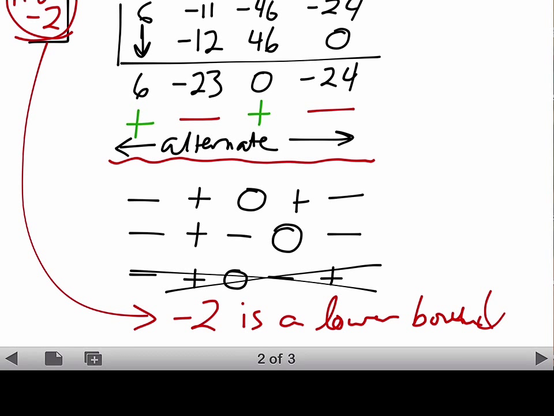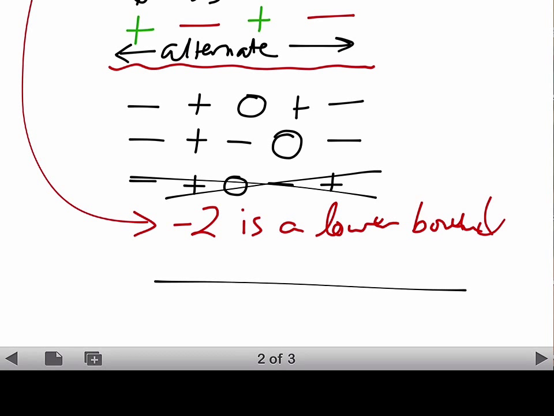Putting these two together, what that means is that all of the solutions to the original polynomial are contained between negative 2 and 6. And so I wouldn't guess any numbers to the left of negative 2. I wouldn't use those in synthetic division. I wouldn't use any numbers to the right of 6.